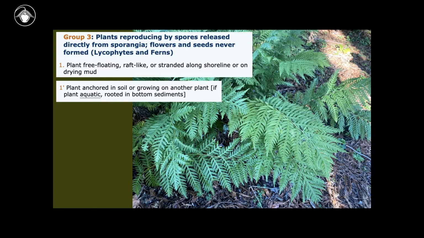Plant free-floating, raft-like, or stranded along shoreline or on drying mud, or plant anchored in soil or growing on another plant, if plant aquatic, rooted in bottom sediments. In this case, we have a terrestrial plant anchored in the soil.